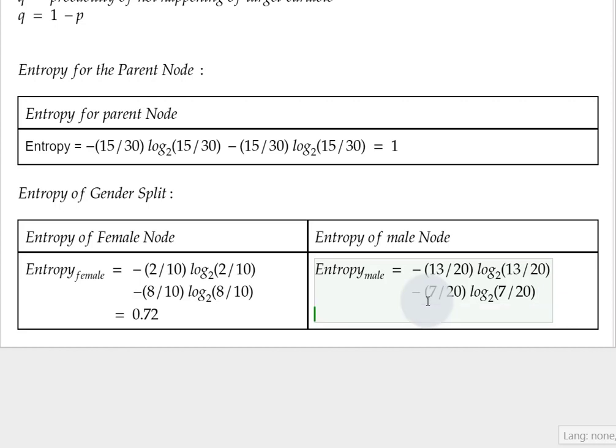If I calculate it, the value will become similar, 0.93 I think, roundabout.